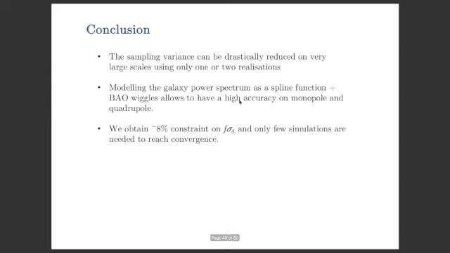So in summary, in the simulator, we can reduce the sampling variance with only 1 or 2 derivative realizations. And by modeling the galaxy power spectrum as a spline function and the BAO wiggles, we can have high accuracy predictions on monopole and quadrupole. And we only need a few simulations to get the constraint on F sigma 8. So this emulator can be pretty useful for large surveys like this.